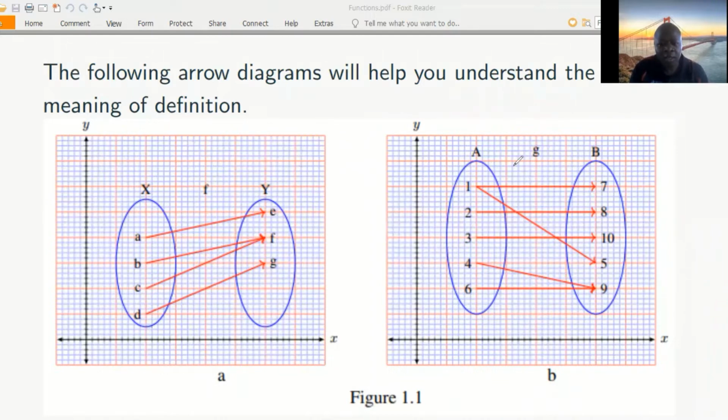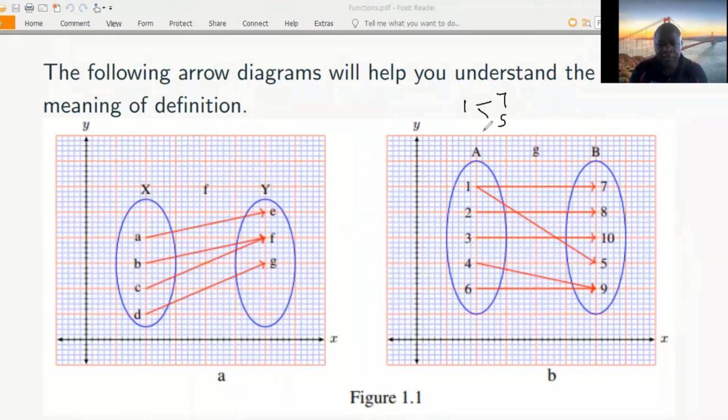Let's look at G here. We have set A with these elements, and then we have set B with these elements. Let's see whether G is a function. The first element that I see in A is 1, and 1 has been assigned 2 images, 7 and 5. There's no need of looking at other elements. This one is enough to disqualify G from being a function. So G here is not a function because this object has 2 images.